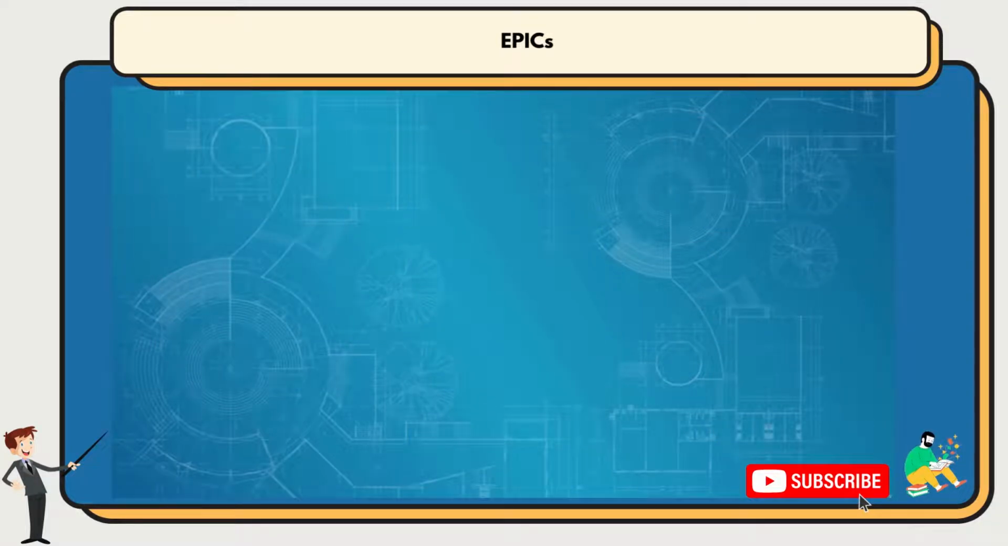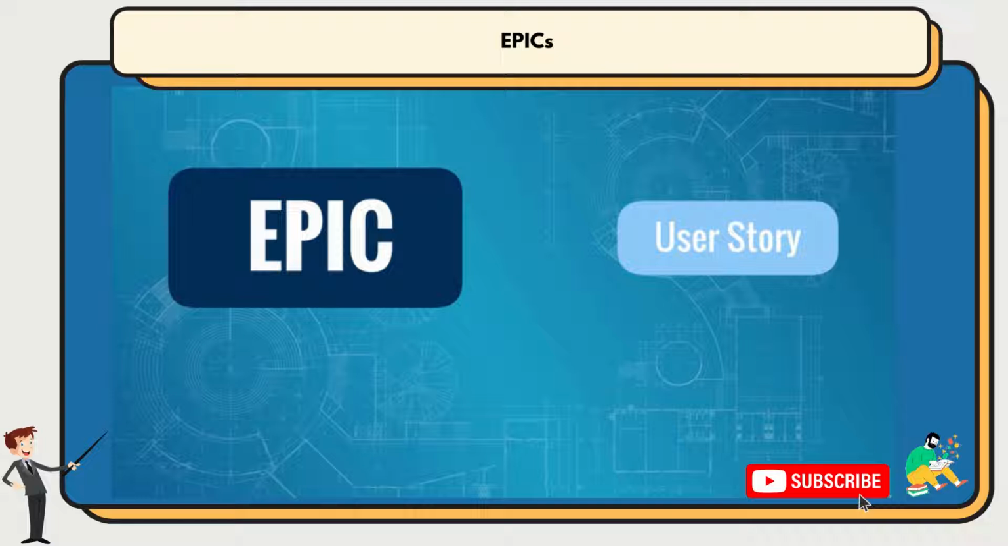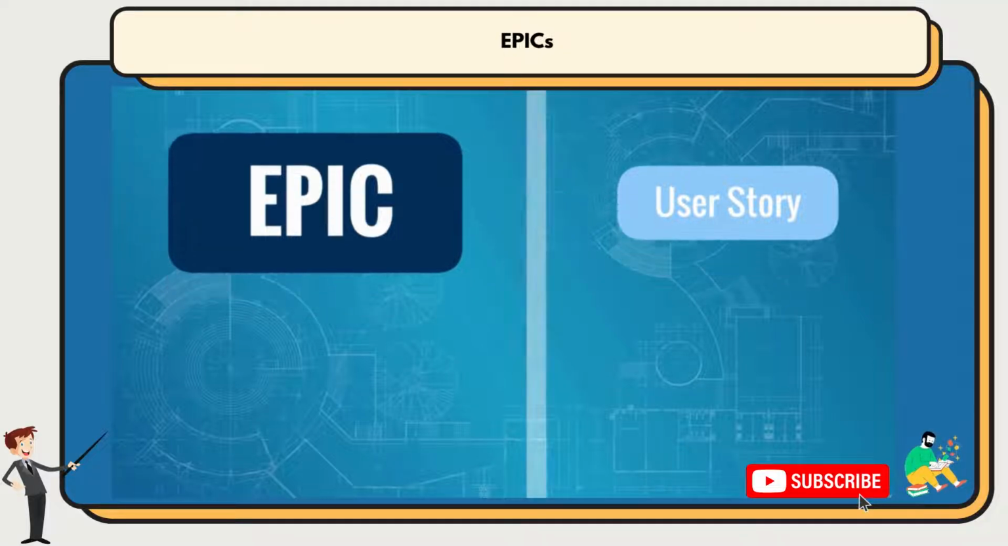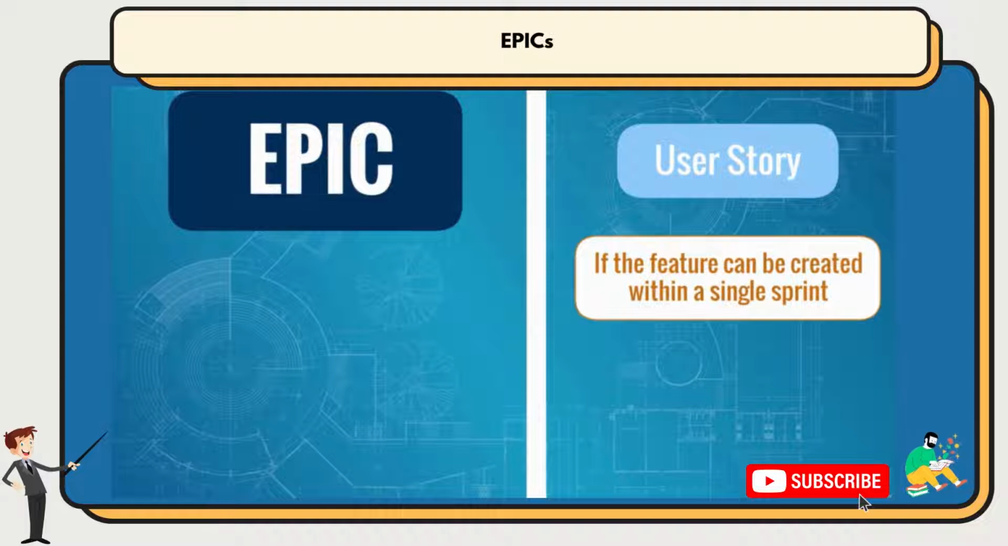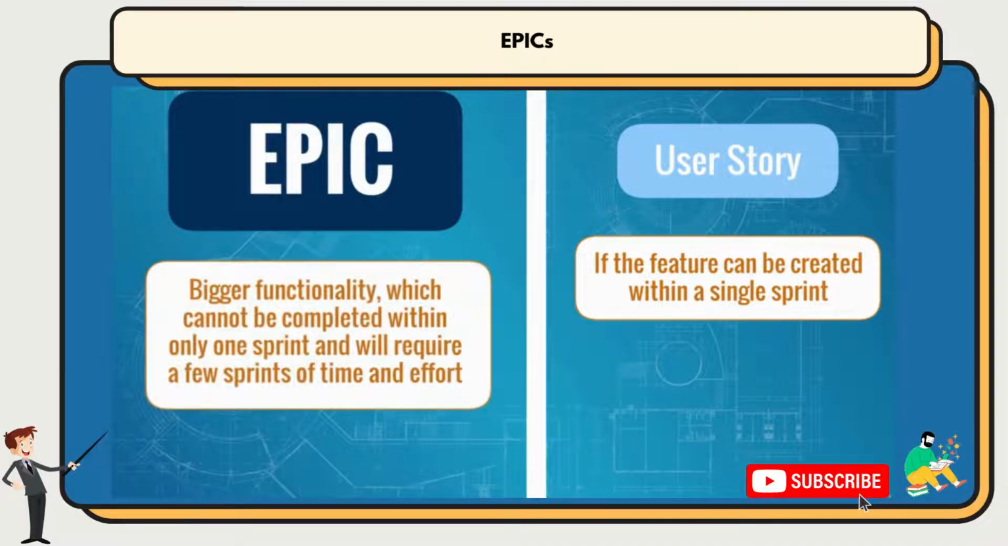But what is the borderline between an epic and a user story? They might sound similar to people that are not knowledgeable of the technical work needed to create either of them. If you get into doubt whether a given feature should be defined as an epic or as a user story, remember the following guideline. If the feature can be created within a single sprint, it should be considered as a user story. An epic, on the other hand, is considered a bigger functionality, which cannot be completed within only one sprint and will require a few sprints of time and effort.